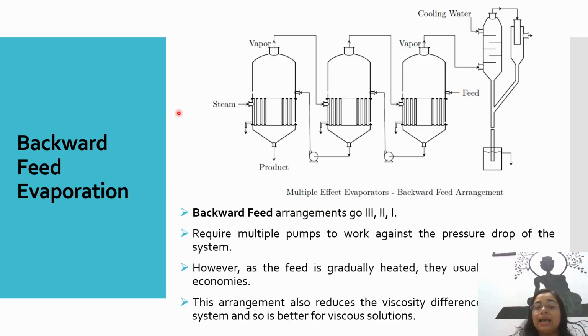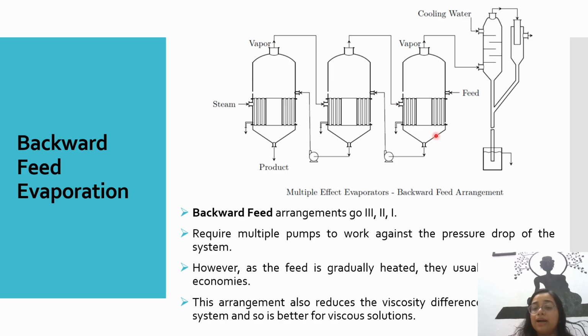Here you can see that in the first effect we are introducing steam, whereas in the third effect we are introducing feed. Again, this is effect 1, effect 2 and effect 3. How have we numbered them? Depending upon the steam introduction, not the feed introduction. So feed is introduced in the third effect and steam in the first effect. If a very viscous feed is there, that viscous feed is introduced to the lowest temperature effect.